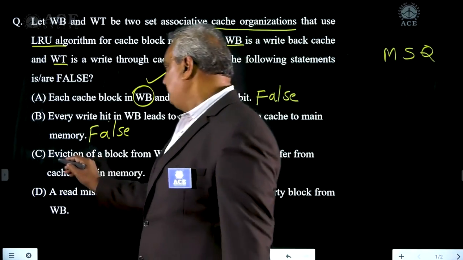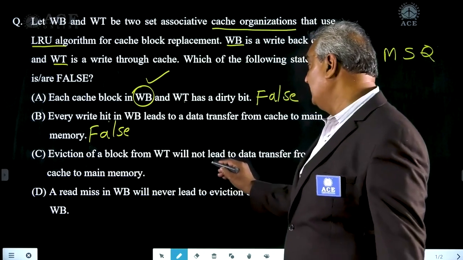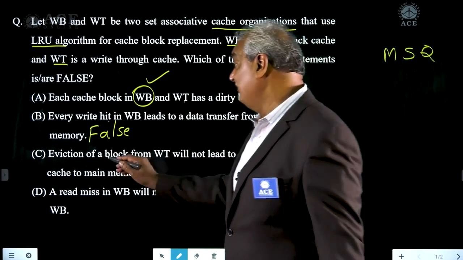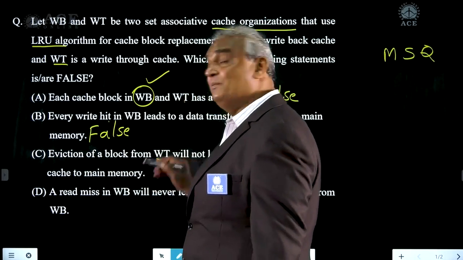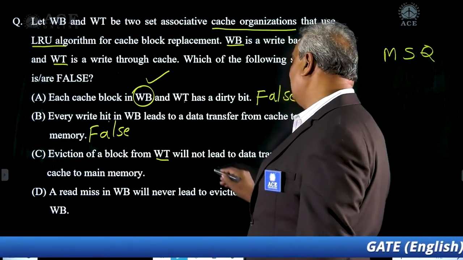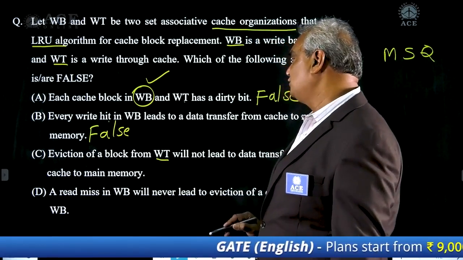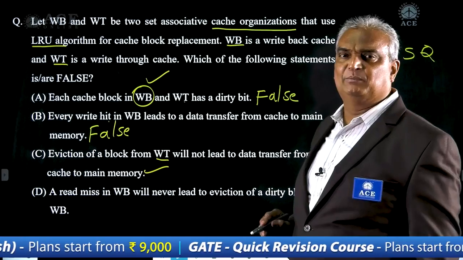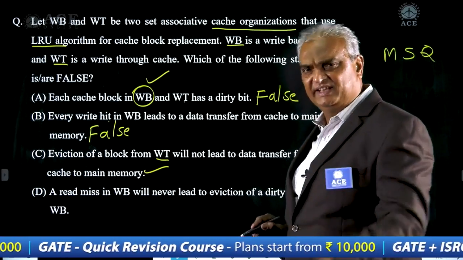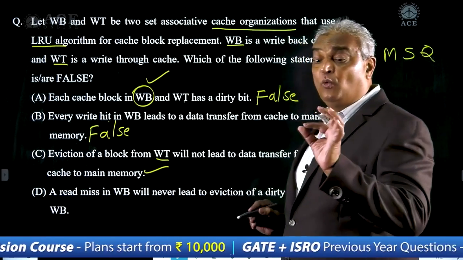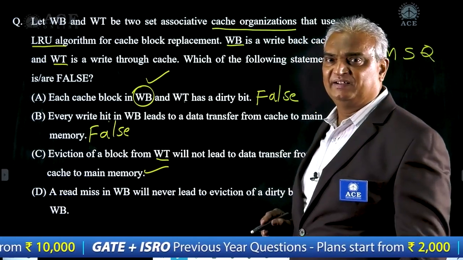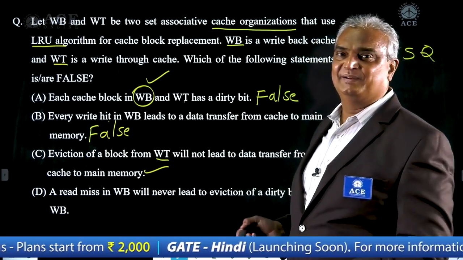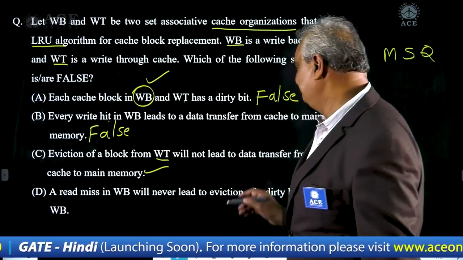Next. C. Eviction of a block from WT will not lead to data transfer from cache to main memory. Here, eviction of a block from write through will not lead to data transfer from cache to main memory. Yes, because in write through, the same information is available. The same block of words is available in both cache memory and main memory. While evicting a block from cache memory, there is no need to transfer it to main memory because it is already available. Already we discussed the nature of write through and write back. So it is true.